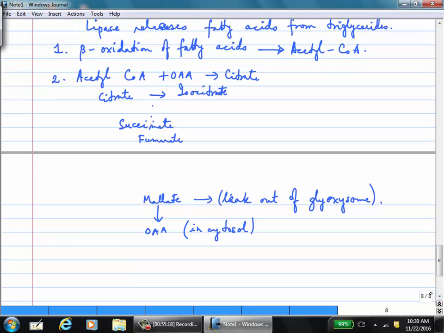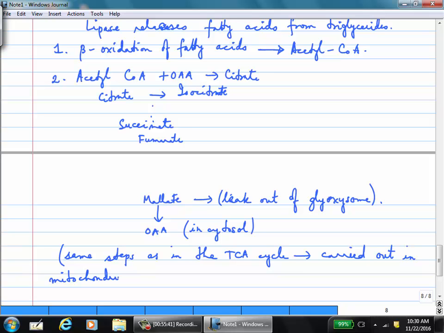So here, to summarize, for gluconeogenesis from lipids, you will be running the same steps as in the TCA cycle. So this is carried out in mitochondria in mammals, but in glyoxysomes for plants.